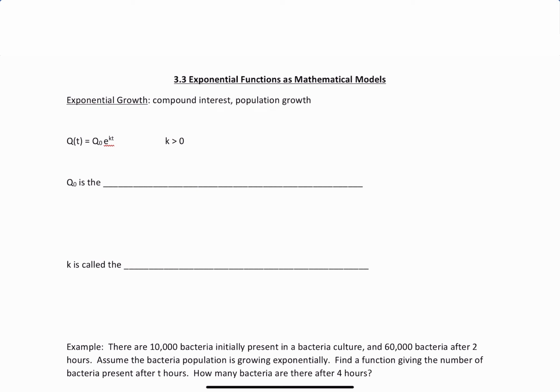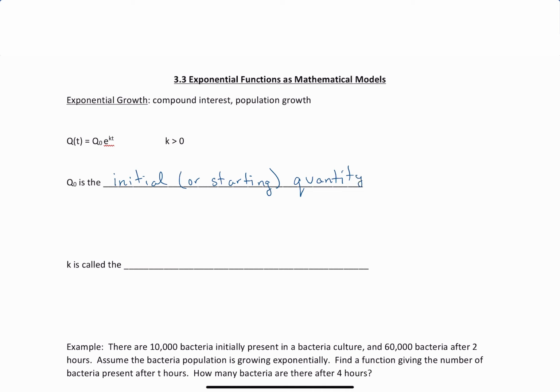By exponential growth, we mean we're talking about the function Q of t equals Q sub 0 e to the kt, where k is a positive number, a number greater than 0. Q sub 0 is the initial or starting quantity. So initial means starting, beginning.